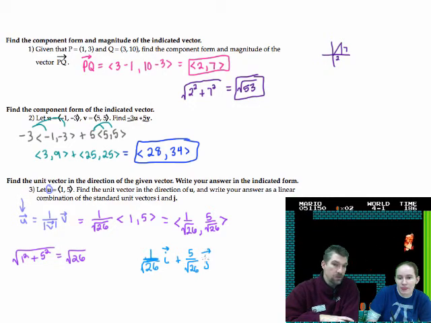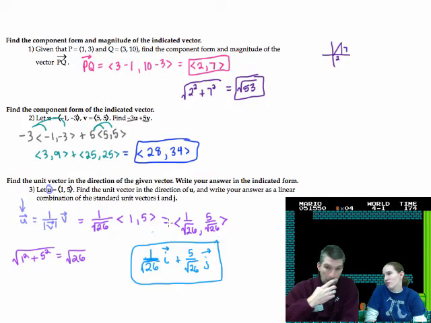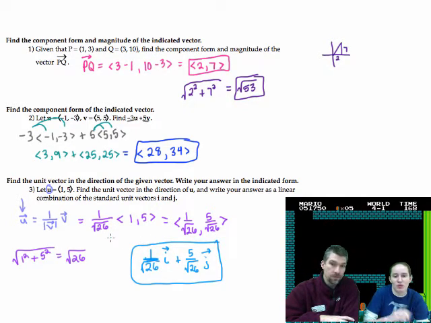And that wasn't hard. This is a different way of writing the component form. Yeah, that's all there is to it. So that's 1 through 3.